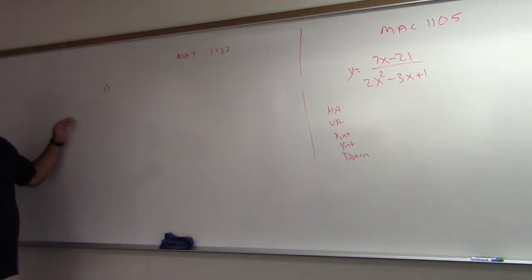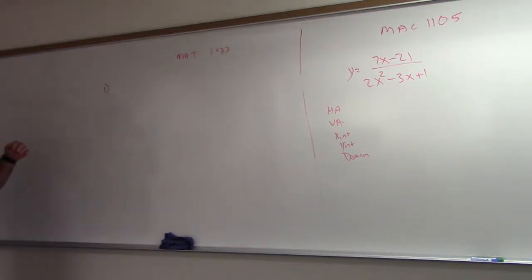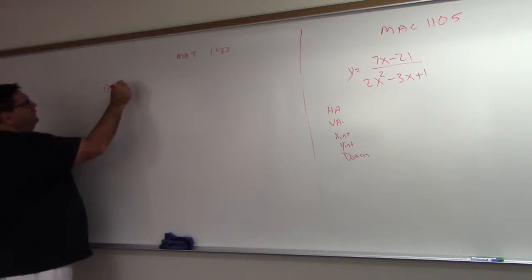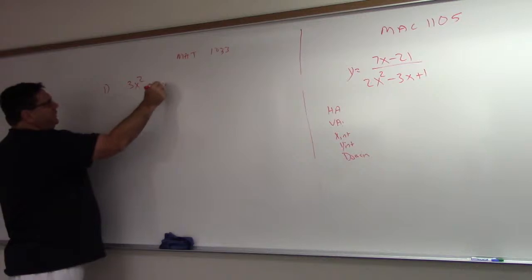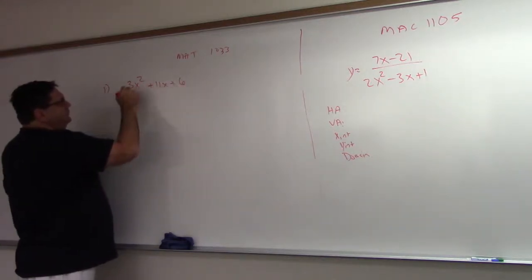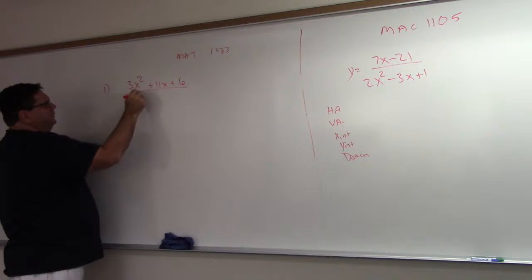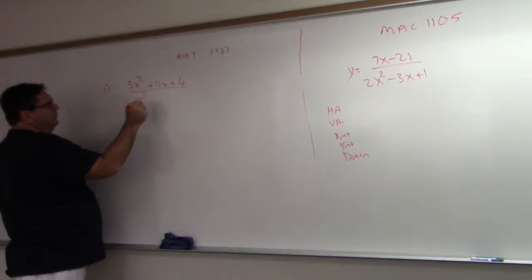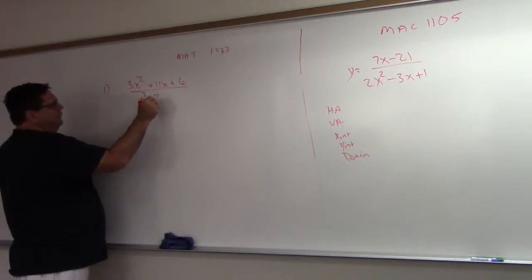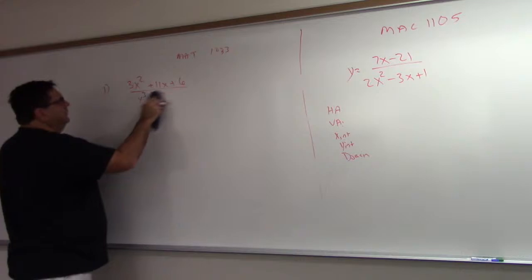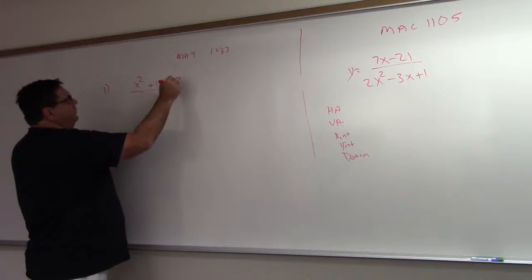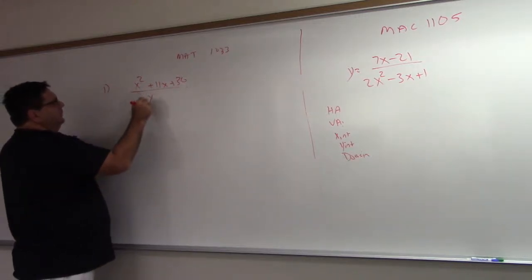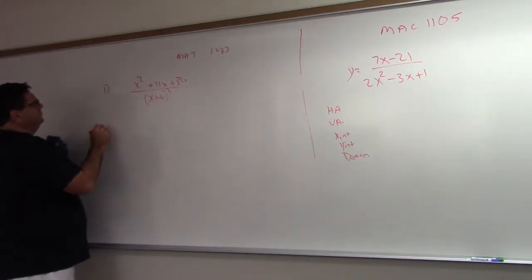All right. Let's try it slightly again. All right. Let's go 3x squared plus 11x plus 6 over x cubed, plus, well, we already did that one. X squared plus 30 over x plus 6 squared.